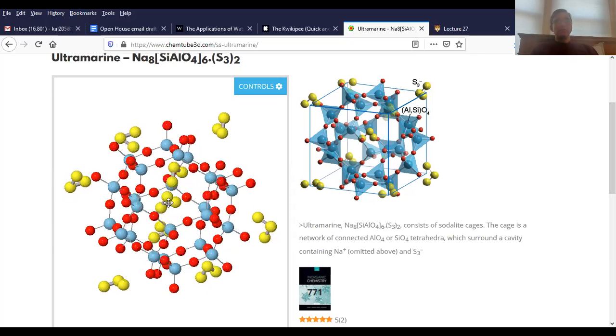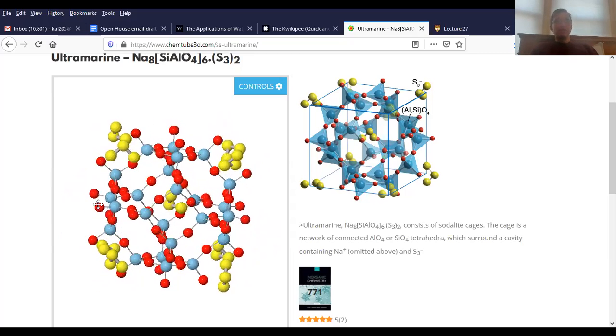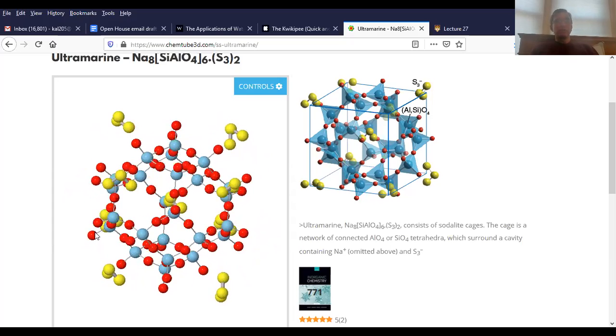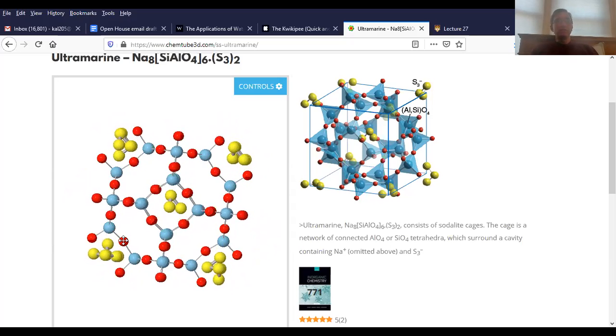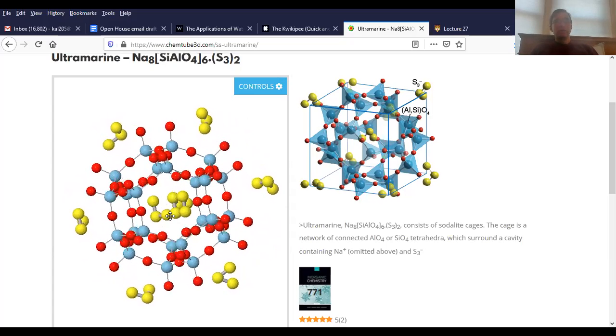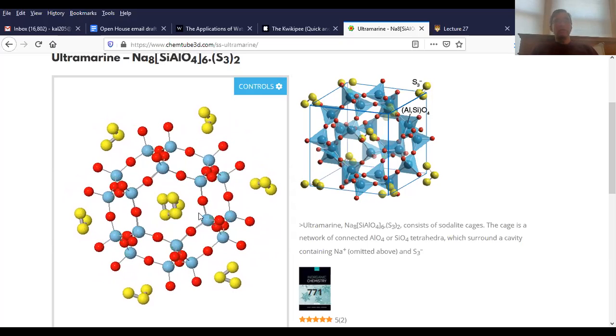See here on the left-hand side, you can actually rotate these structures. When you rotate this way, you can clearly see these 4-membered rings of silicon atoms. When you rotate this way, you can see that there are also 6-membered rings, and these 6-membered rings stand perpendicular to the body diagonal that goes through the cube.